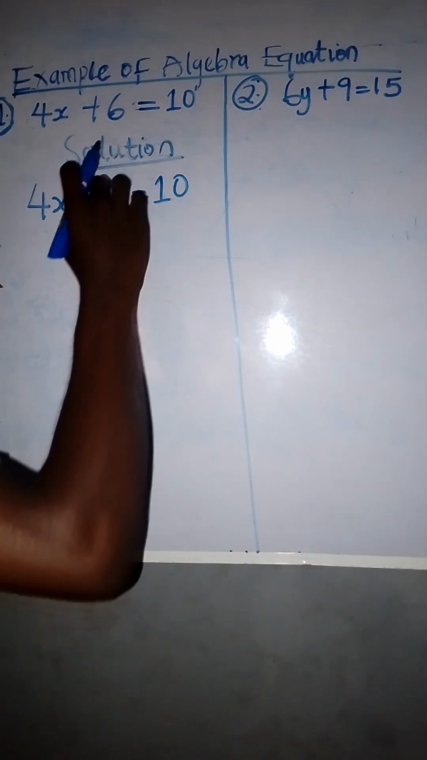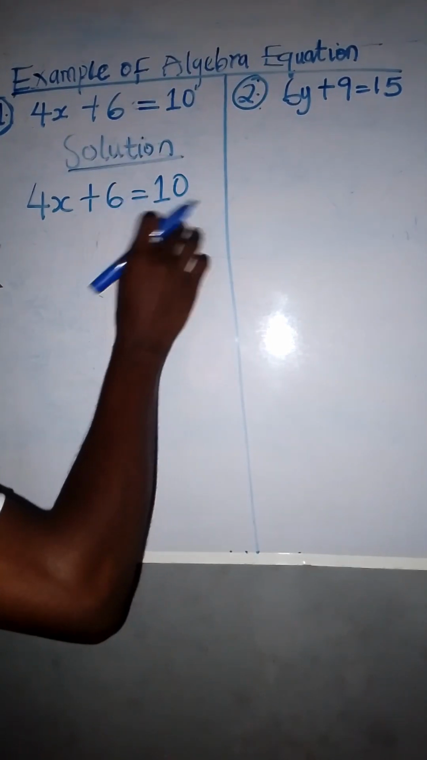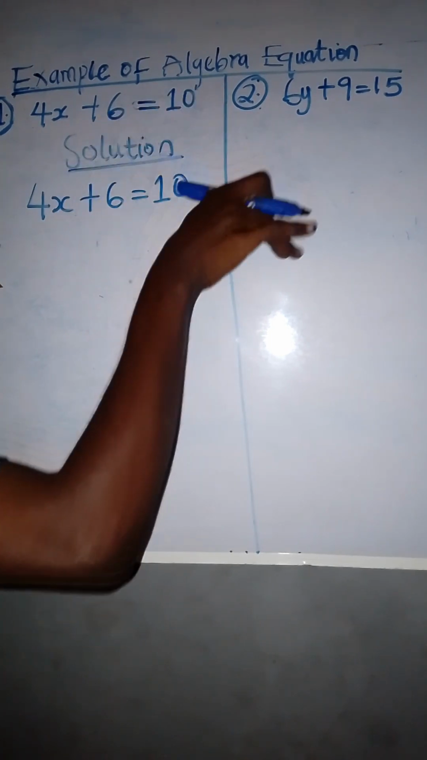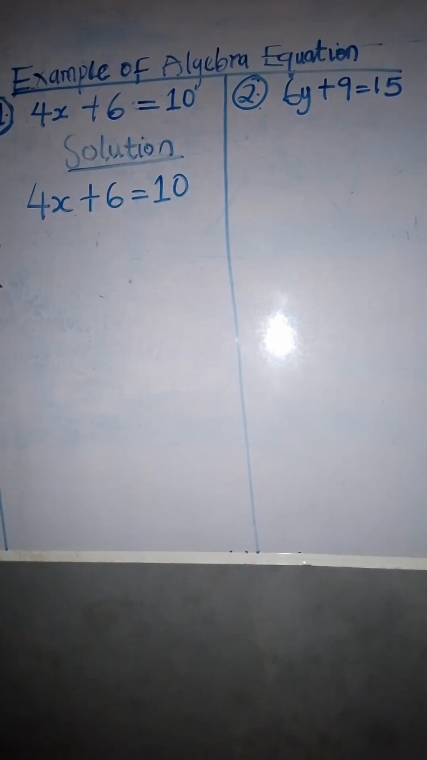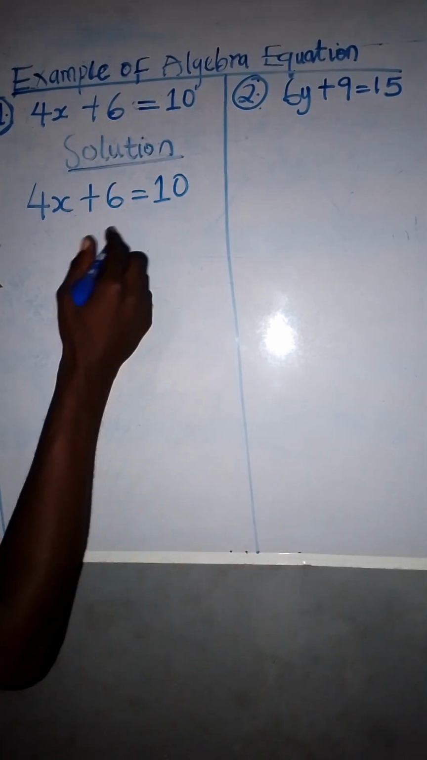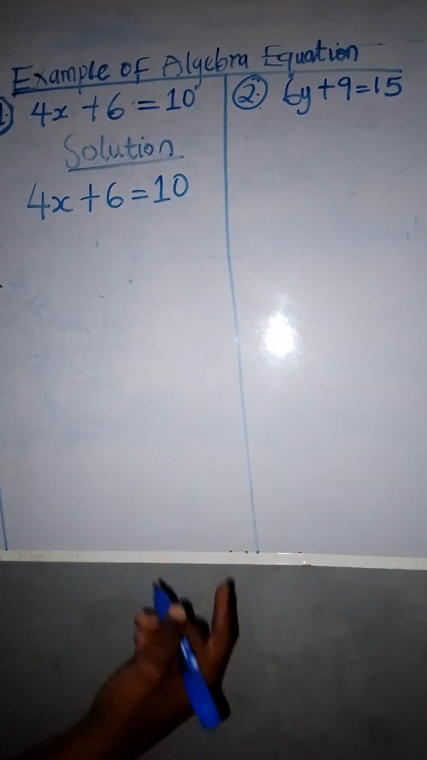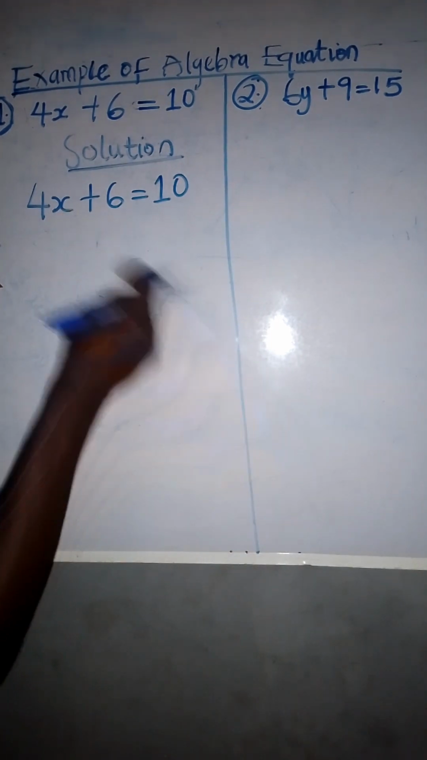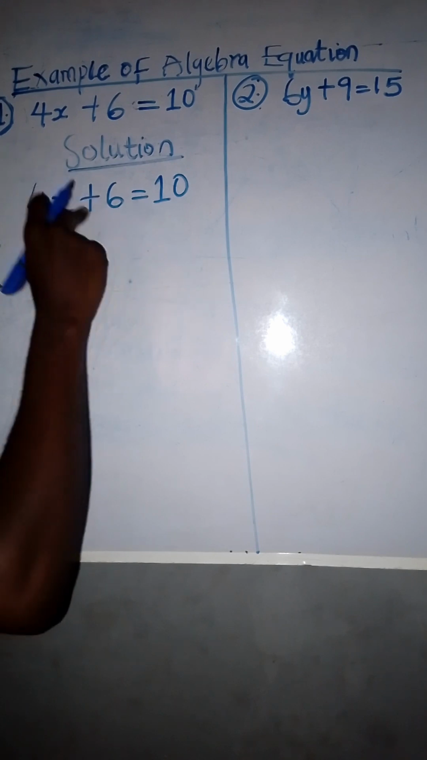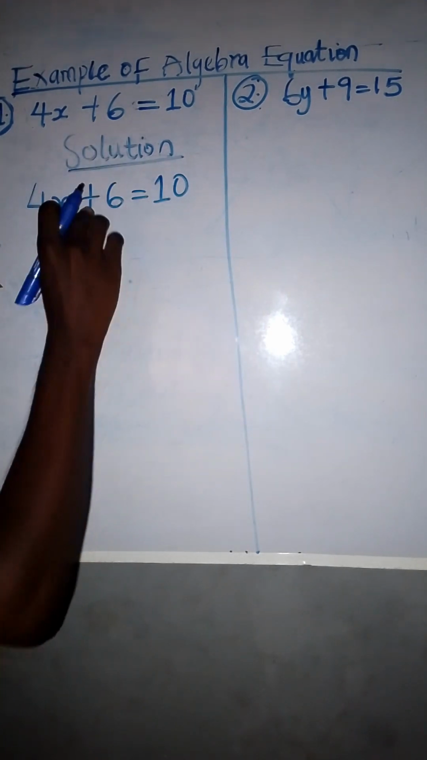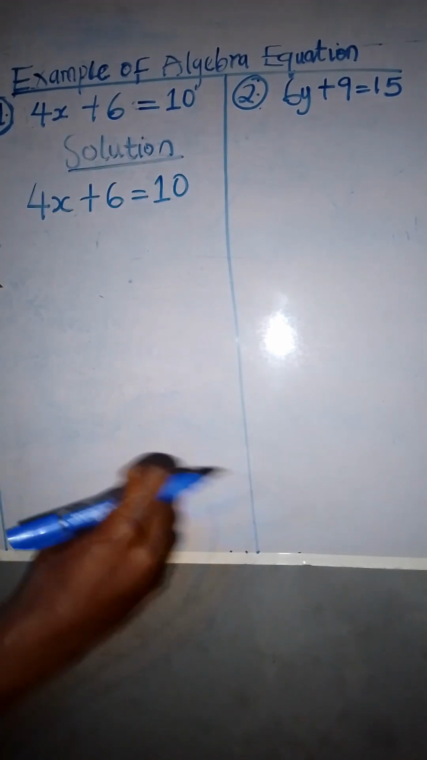Or I can decide to move this 6. They are both constants. I'll move it to the 10. And when it's moving, it changes to what? A subtraction sign. These are the two ways to do it. So let's subtract 6 from both sides of the equation. I'm subtracting because it has plus. When it has minus, I'll add 6 to both sides. But since it has plus, I will subtract 6 from both sides.